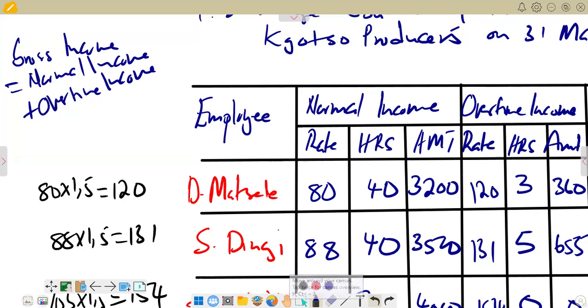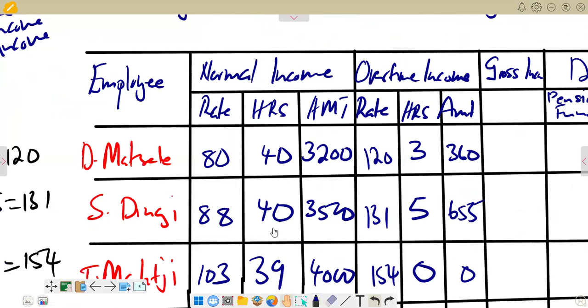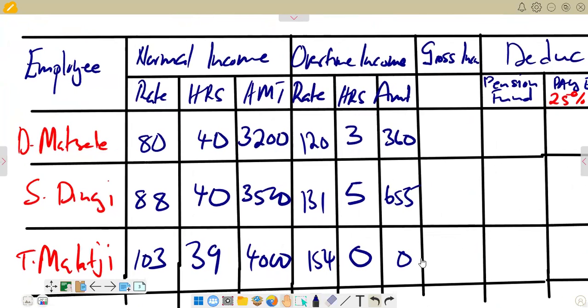So we can come here and do such so that we get our gross. So what are we saying now on gross? We are adding our amount for normal and then we add the amount for overtime, then we get our gross. 2,200 plus 360 for the first employee, then we get 2,560. Then the second employee, you're adding 3,500 plus 655, and then you get 4,155.